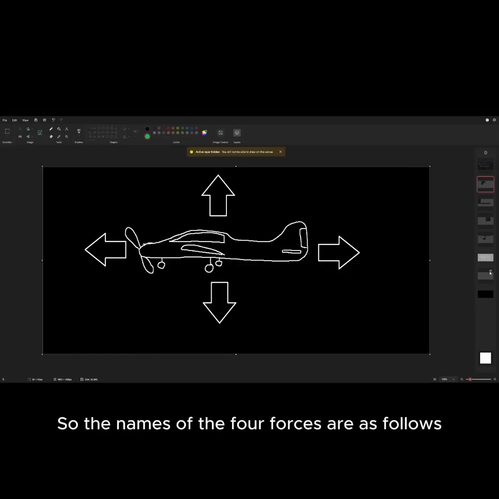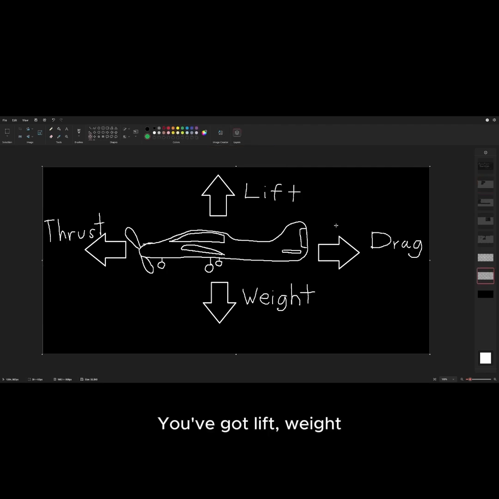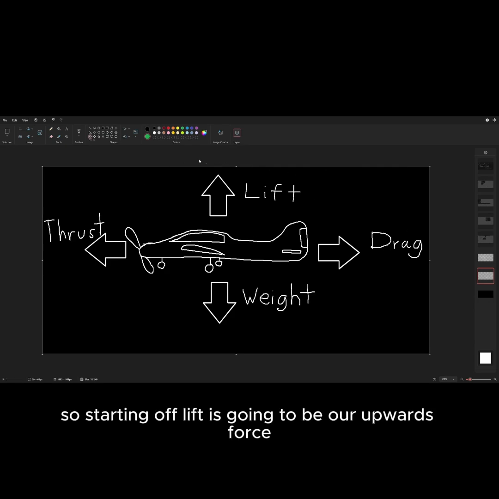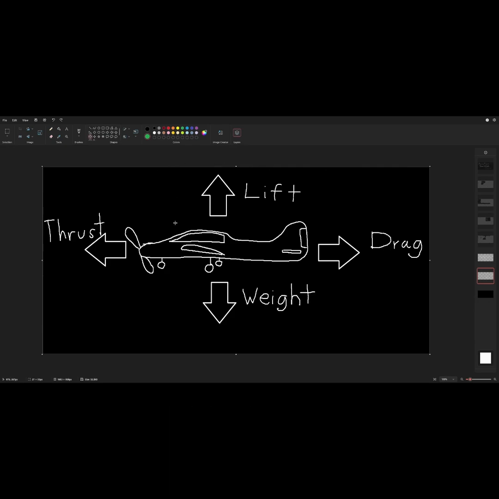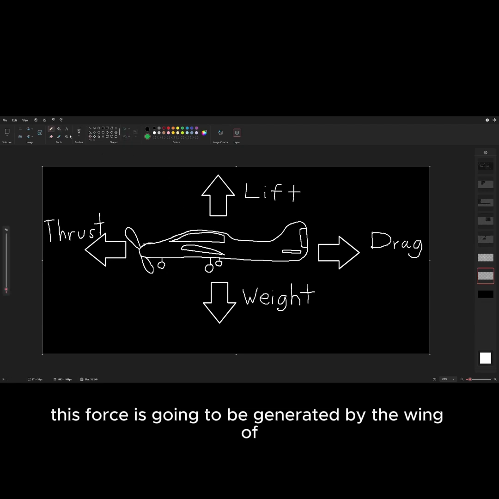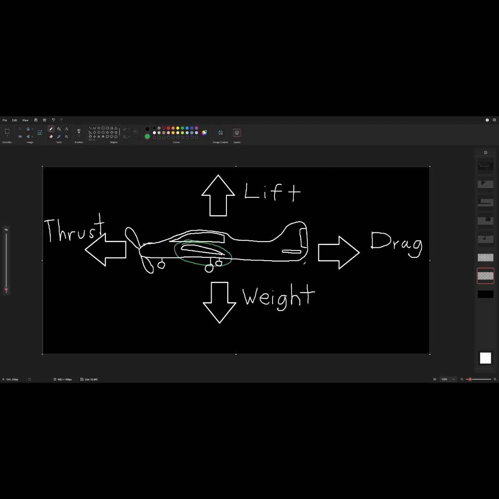So the names of the four forces are as follows. You've got lift, weight, thrust, and drag. Starting off, lift is going to be our upwards force. This force is going to be generated by the wing of the aircraft. This is what allows us to fly. This is what climbs us up into the sky.